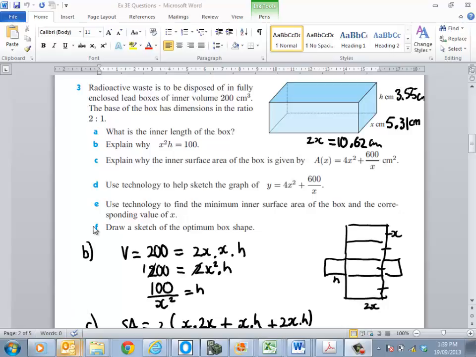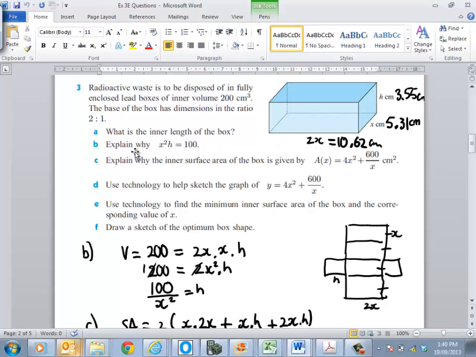So the first bit says, what is the inner length of the box? Well, you've got some information here that the base of the box has a ratio of 2:1. In other words, if this side here is x, then we know that's got to be 2x over here. Got the idea? And we know it's got a height h.